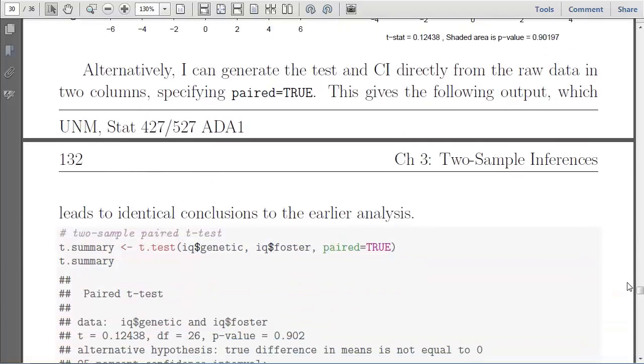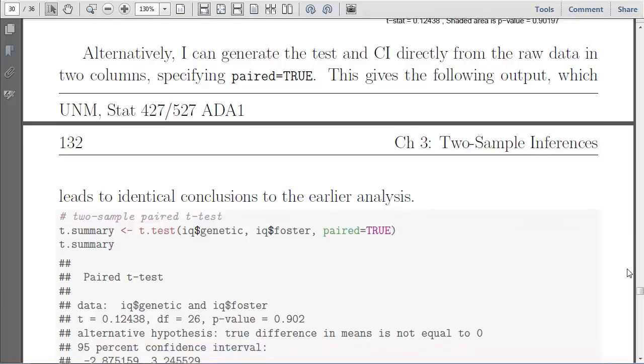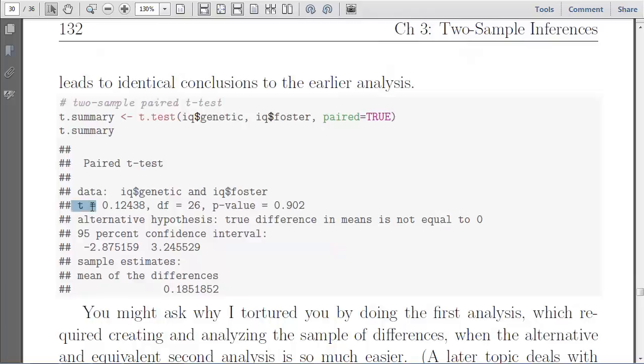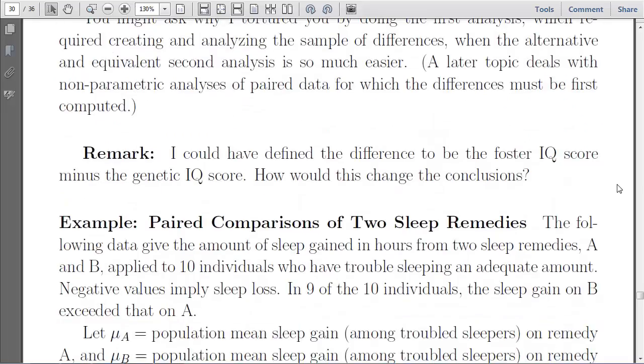Just to show you another way to run this in R, instead of calculating the difference, if we just have the column for genetic and the column for foster, you can specify an argument called paired equals true, which, notice these numbers are the same as what we saw above. And so effectively the function calculates the difference between these two columns and then does the one sample analysis. All right.